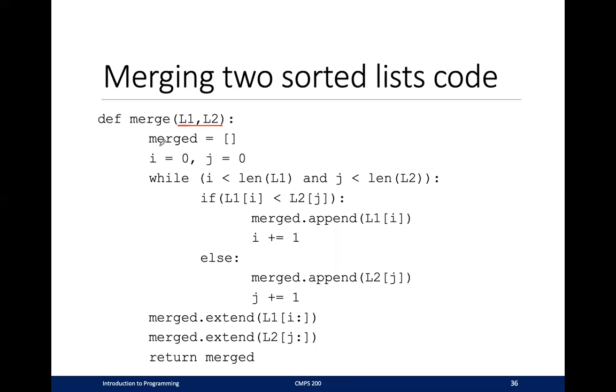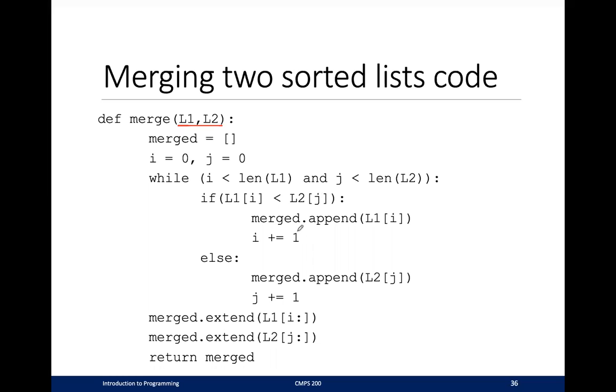And what I'm doing is I'm looping as long as I haven't finished reading all the elements in both lists. I need to compare the first element of the first list with the first element of the second list. So I start with i = 0 and j = 0, at the beginning of both lists, and I compare the first element from L1 with the first element from L2. That's this comparison. And if the first element in L1 is smaller, append it to merged and increment i.